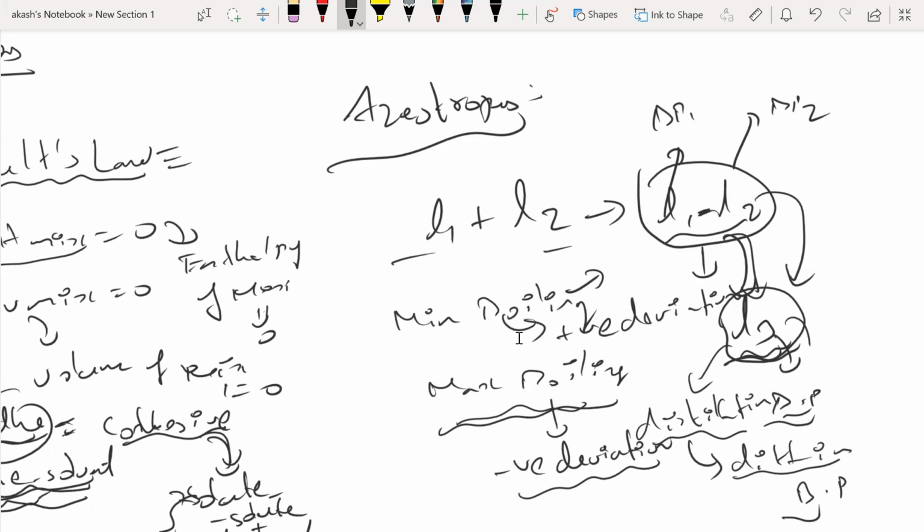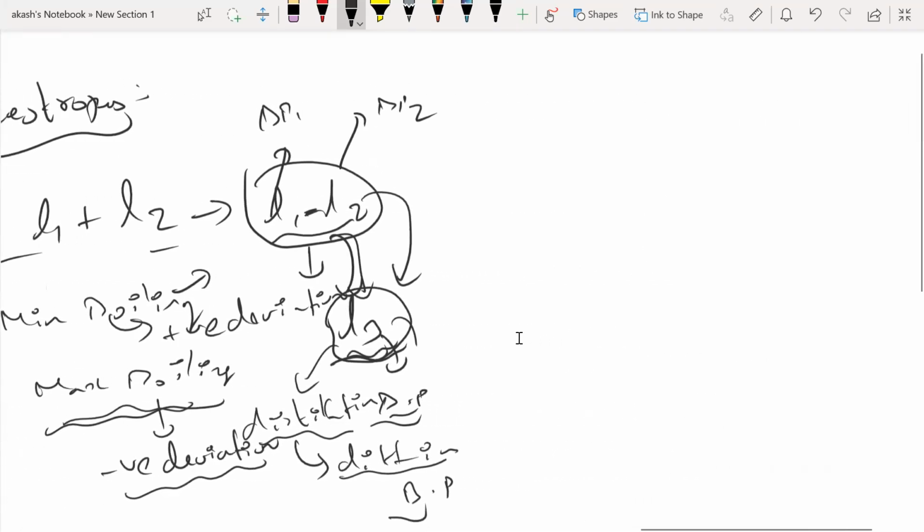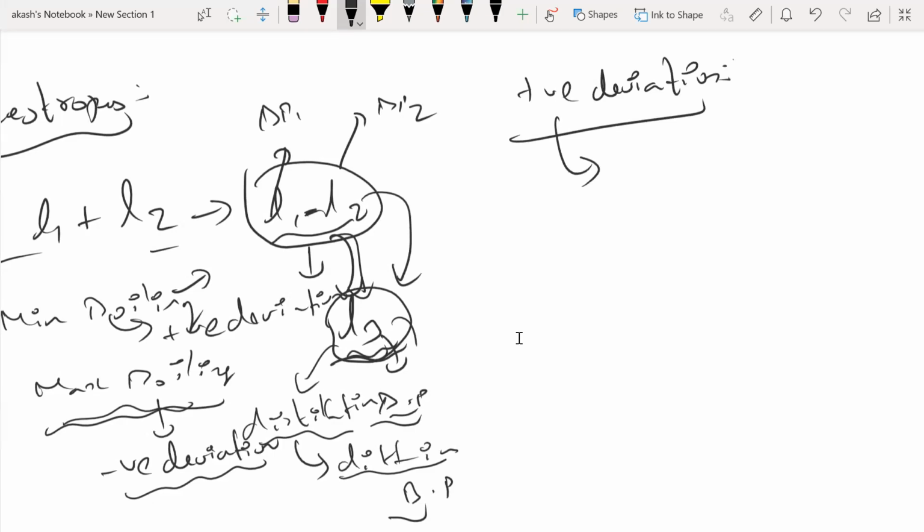Can someone give me an explanation of why it happens like this? If you want to answer this, let me go for positive deviation. What are the conditions you will write for positive deviation from ideal behavior? For an ideal solution, I know PA is equal to PA naught XA, PB is equal to PB naught XB, del H mix is zero, del V mix is zero. Like that, what are the conditions of positive deviation?